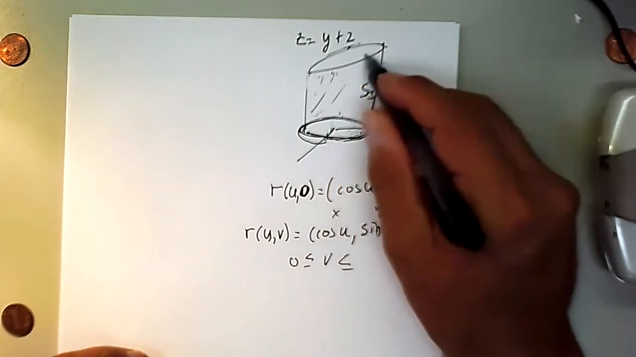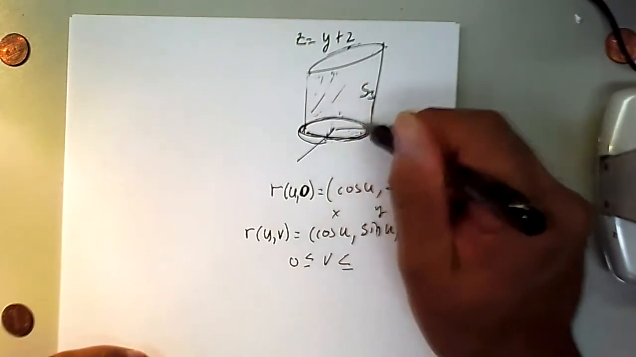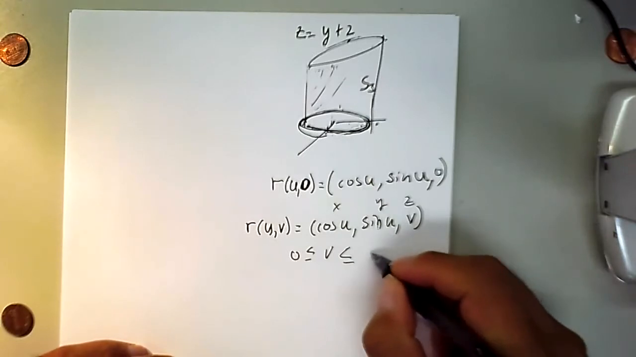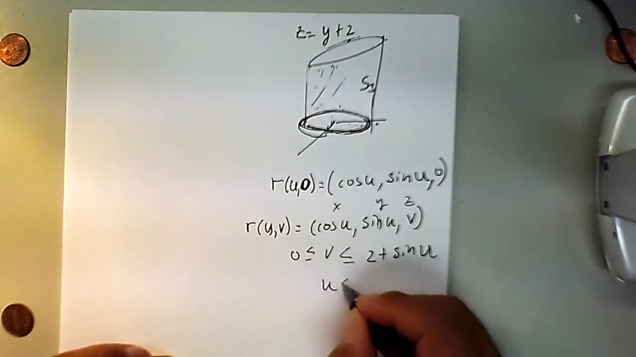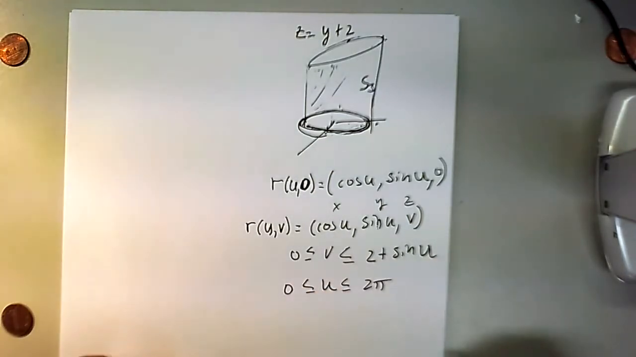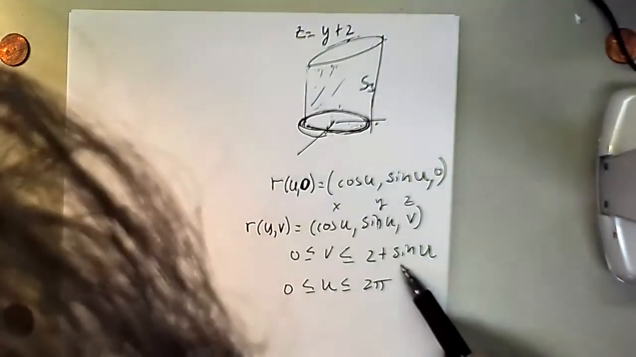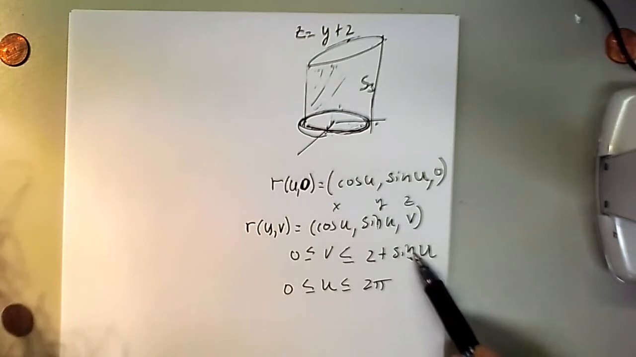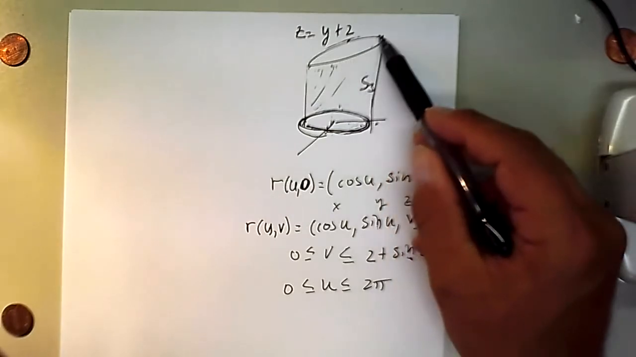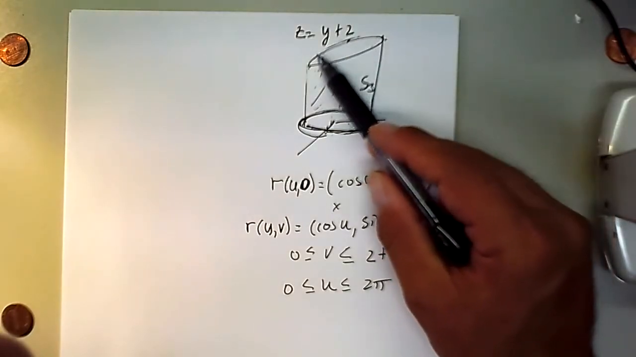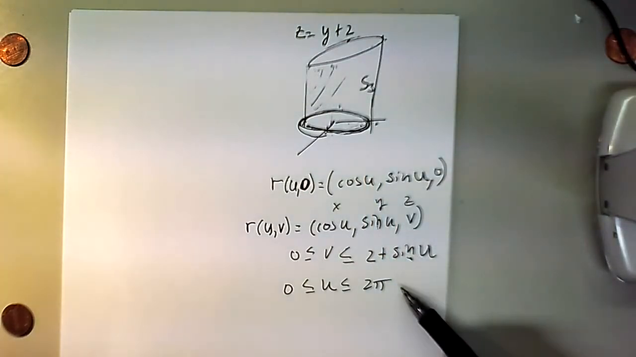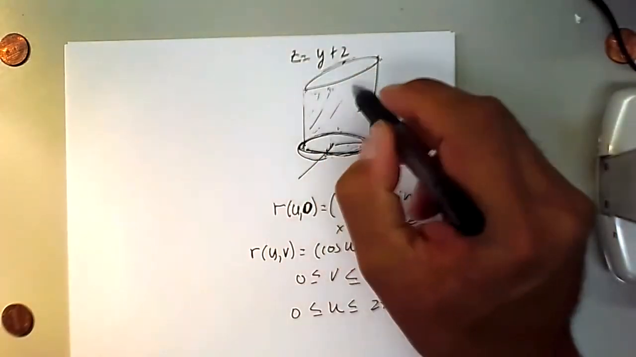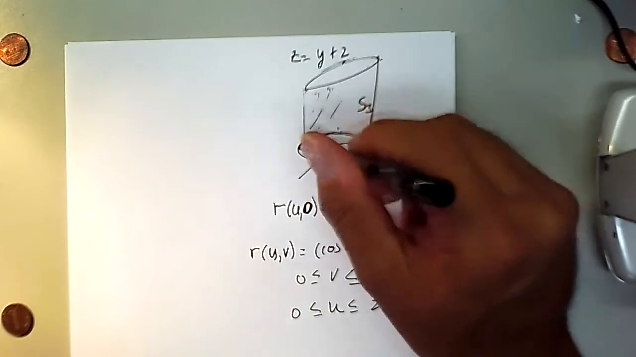So how much we're bound in the height depends on where we are on the circle. So 2 plus sine of U, while U goes from 0 to 2 pi, all around the circle. So we start at 2, add 1, eventually back to 2, down to 1. So sine will do this perfectly. Okay, now you have to really visualize this well as we do this problem.